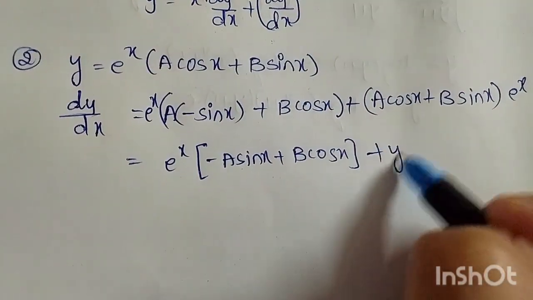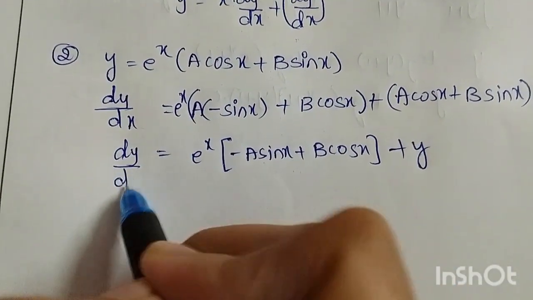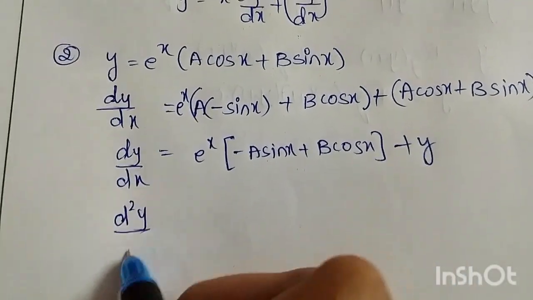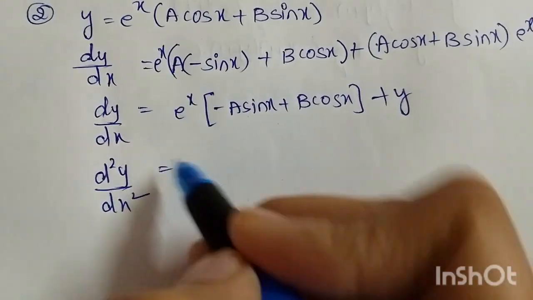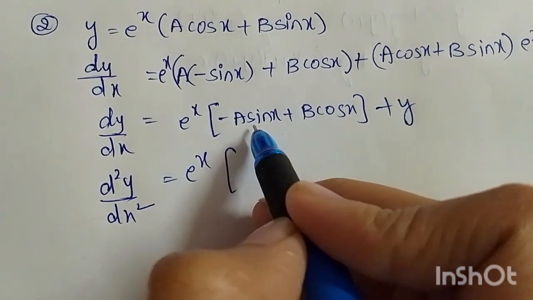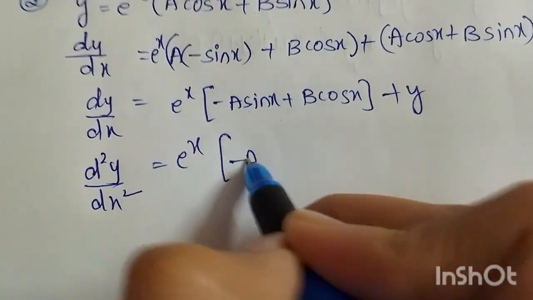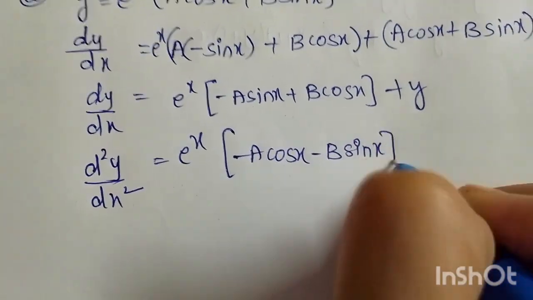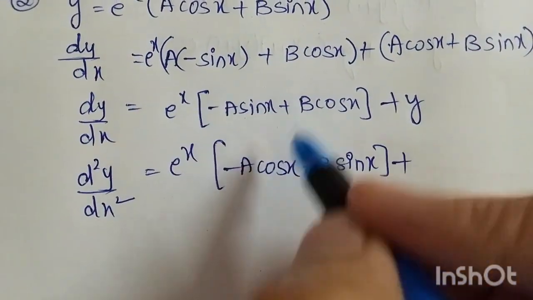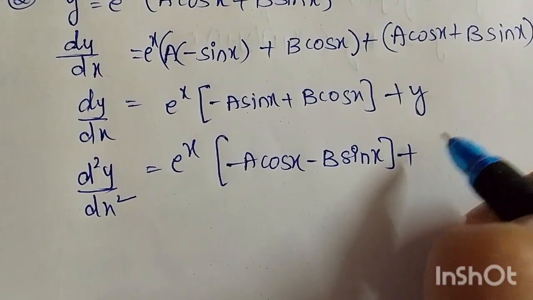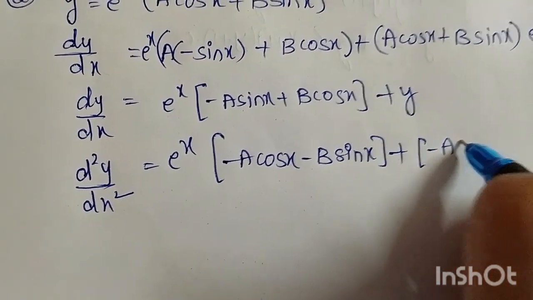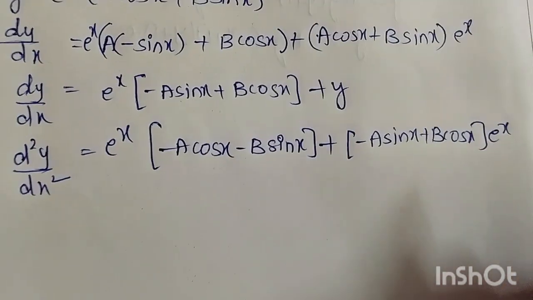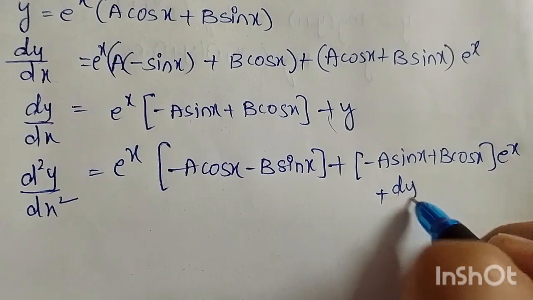So I'll write y. Now I have two arbitrary constants a and b, so I have to do differentiation 2 times. So now again I will do differentiation. Again uv. So sin x differentiation is cos x, so minus a cos x. Cos x differentiation is minus sin x. Okay, next uv dash plus vu dash, so minus a sin x plus b cos x. e power x differentiation is e power x only, plus y differentiation is dy by dx.